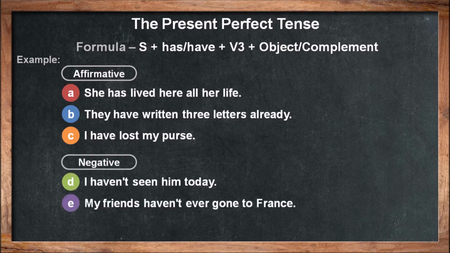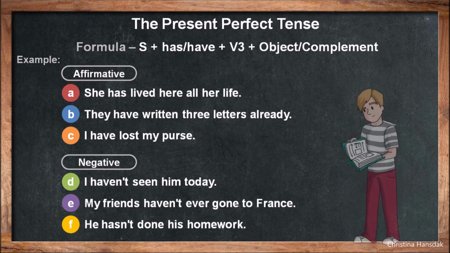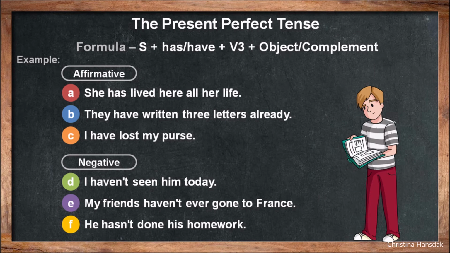Sentence number E. My friends haven't ever gone to France. Sentence number F. He hasn't done his homework. Among these examples, the upper 3 sentences are in our affirmative forms and the remaining 3 sentences are in our negative forms.